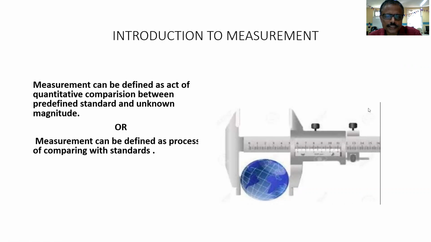Suppose you want to measure this diameter and compare this diameter with this, which you can call as standard. You are comparing this diameter which you want to know with this standard. This is the measurement standard. So measurement can be defined as a process of comparing with the standards. You are comparing the unknown things with the standards.